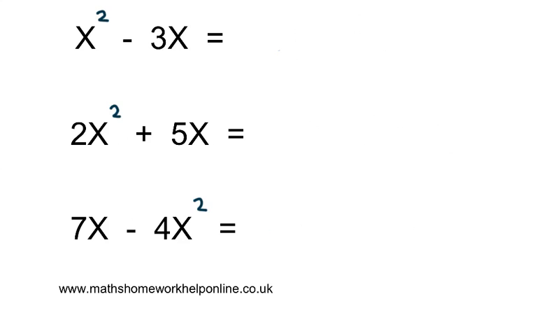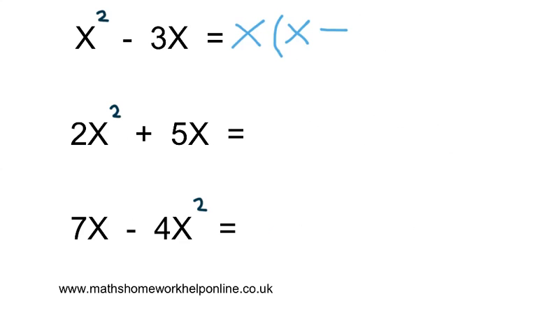So now we're going to look at examples where we have a common letter rather than a common number. When we look at the first example, we can see we've got x squared minus 3x. We can see we haven't got a number that's common in both parts, but we have got x in both parts. So we will take x outside of the brackets. Inside the brackets, we have to think, what do we times x by to get x squared? And the answer is x.